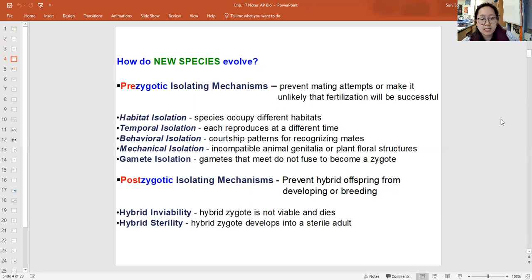So post-zygotic isolating mechanisms prevent hybrid offspring from developing or breeding. So here is hybrid inviability. The hybrid zygote is not viable and dies. So the sperm and egg meet, fertilization happens, but then the hybrid zygote cannot survive and dies before it's even born. Hybrid sterility is when the hybrid zygote develops. So the sperm and egg meet, they fertilize, they produce a zygote, and the zygote develops into an embryo, and the embryo develops into an individual organism that is a hybrid. However, this hybrid cannot reproduce with anybody.